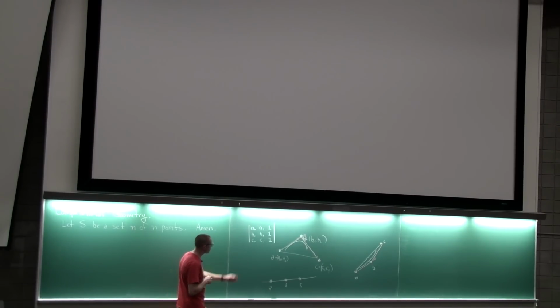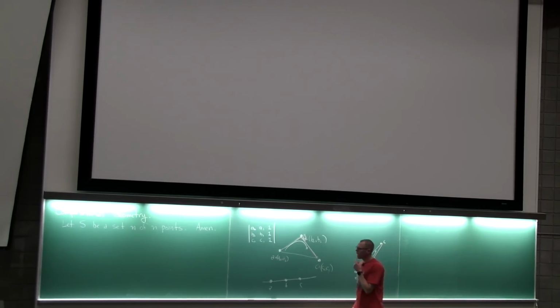So you just compute this determinant, and you don't actually care about the value. All you care about is whether the sign is positive, negative, or the value is 0. That tells you whether it's a right turn, a left turn, or collinear. So that's sort of our basic operation.